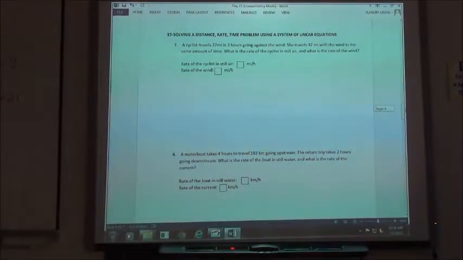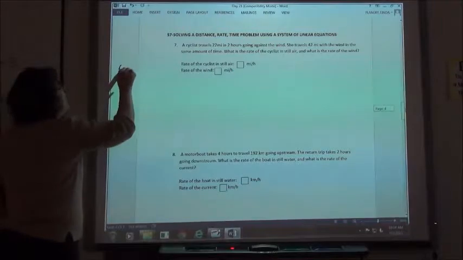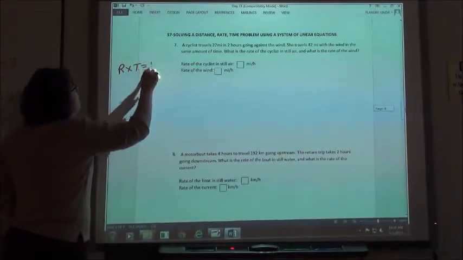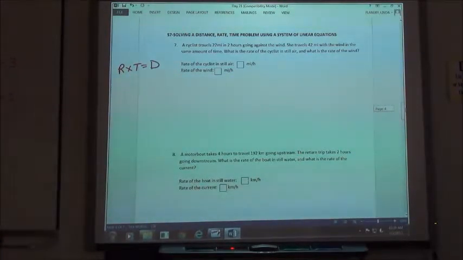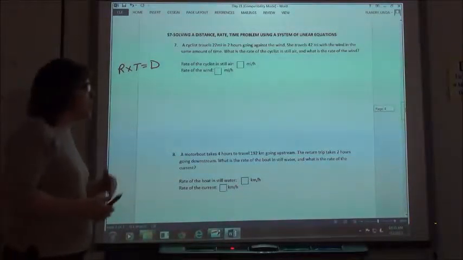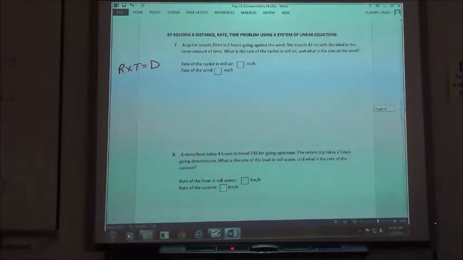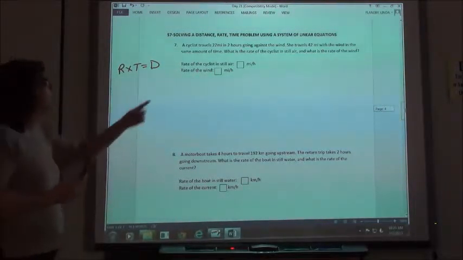The next one has to do with solving distance, rate, and time problems. We know that rate times time equals distance. If we go 50 miles an hour for 3 hours, we get 150 miles. So on these first ones, we're going to have things where we're either going against the wind and with the wind, or upstream and downstream, where something's pushing against us, making us go faster or slower. So our rate is going to have two different things.